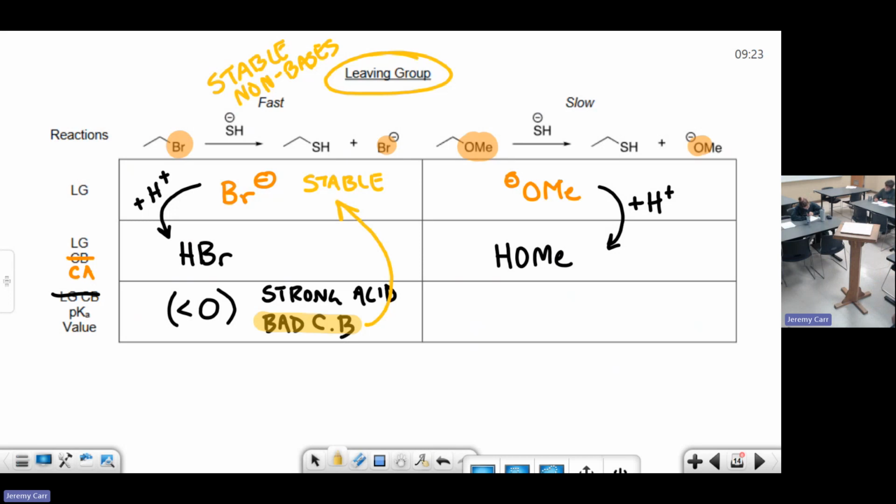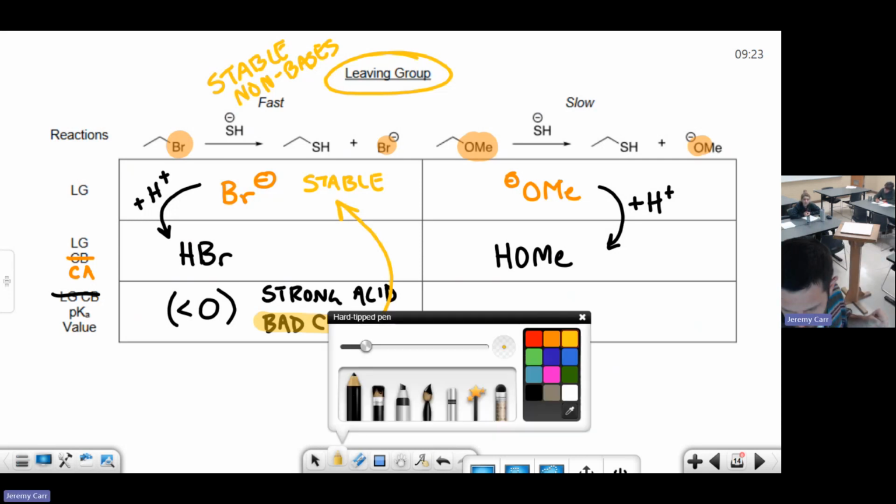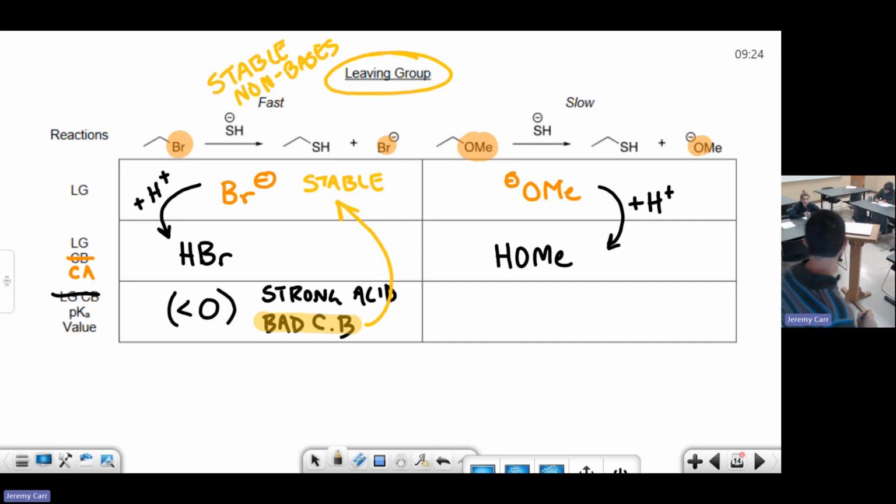All right, well, let's take a look at it. So we said that methoxide was the leaving group. The conjugate acid of methoxide is methanol. What's the pKa for methanol? You may not remember this off the top of your head. Hopefully you do. 15 to 19. Bottom line is that it's positive, greater than 0.